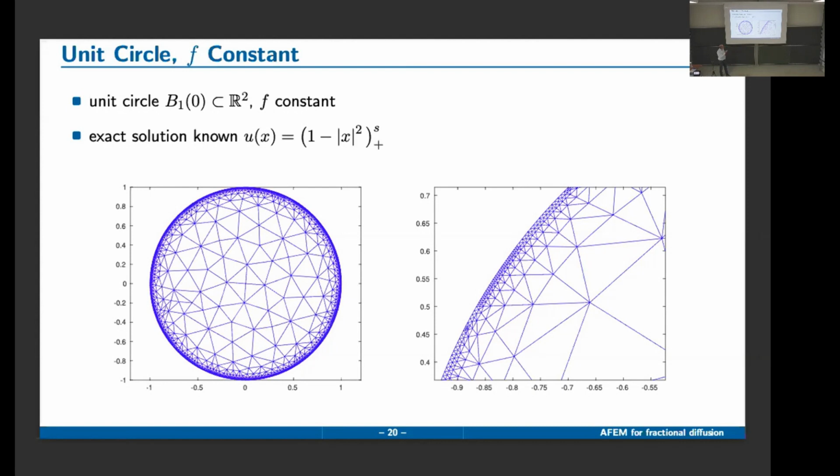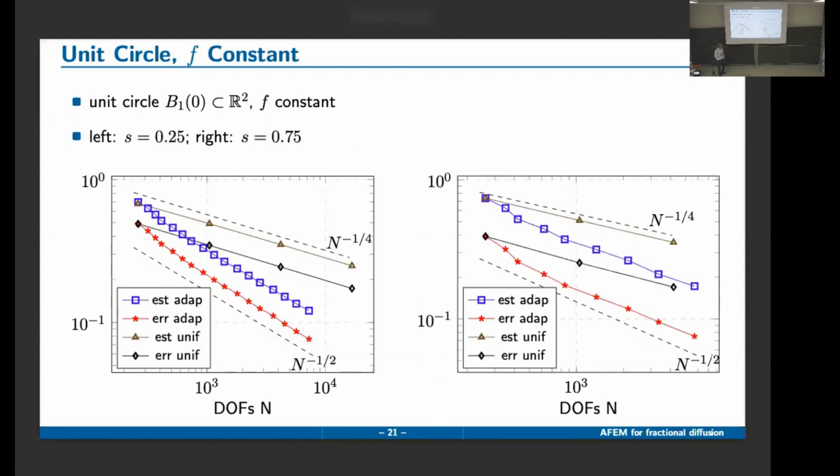On the 2D unit circle, you can see strong refinement towards the boundary. If you take a suitable constant, you can show that the solution looks like this, which is nothing else than the distance to the boundary to the power of s. What can we see on rates? For s = 0.25, you get a rate for the estimator and for the error of n to the minus 1/4. It's what you expected before. And with adaptive refinement, you get double the rate.